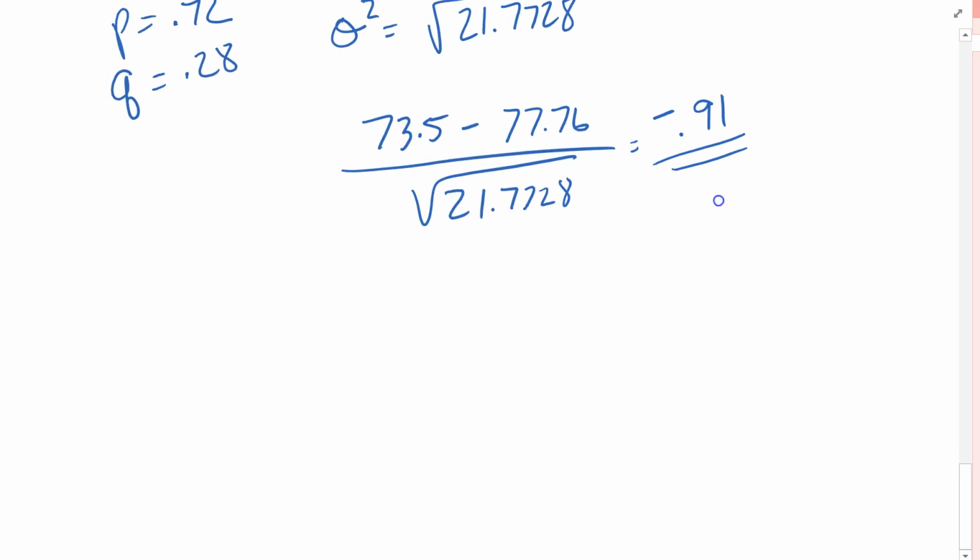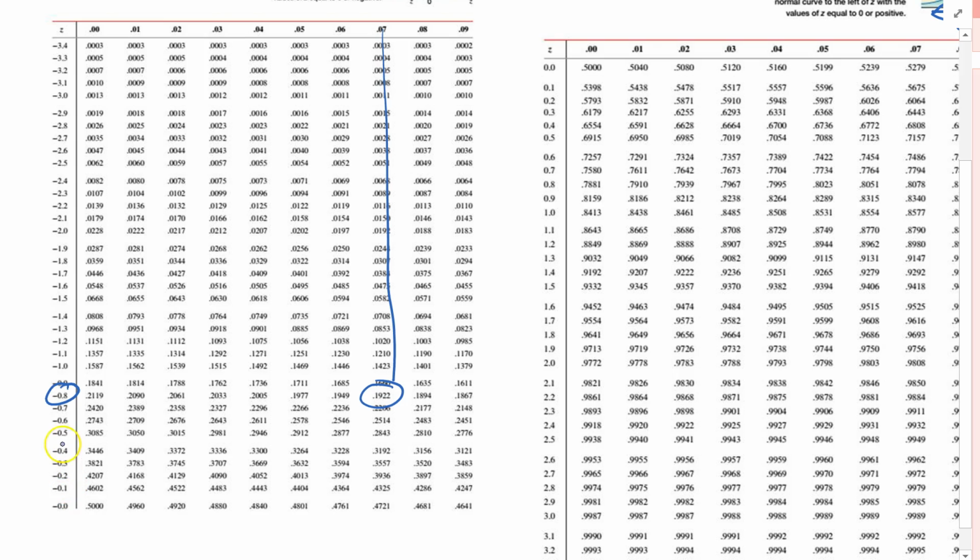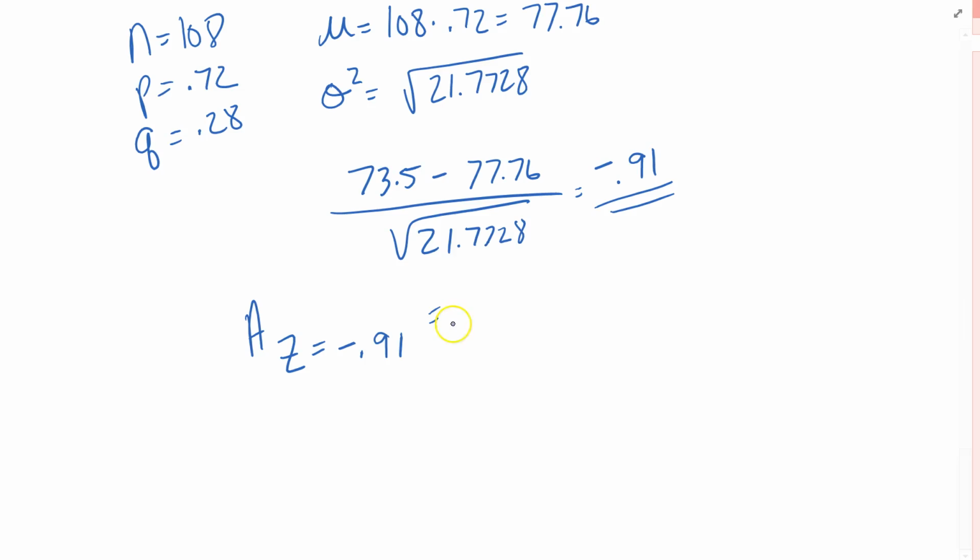So I'm looking for the area to the left of that, so it's going to be straight from the table. So I'm looking for the area for the z value of minus 0.91. Minus 0.91 gives me 0.1814.